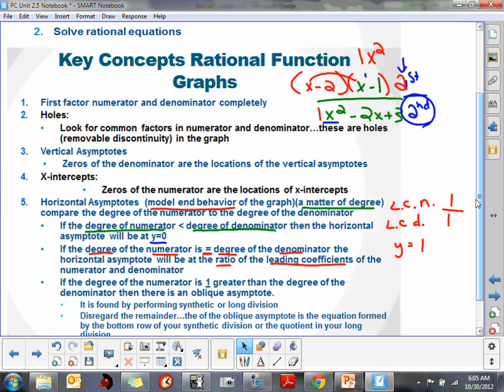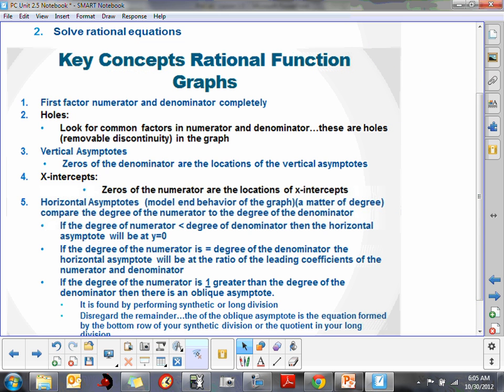So what we'll do is we'll look at the degrees. If they're tied, make a ratio of their leading coefficients. And the last situation is the one that's the most fun, and that is when the degree of the numerator is 1 greater than the degree of the denominator. So this is where the numerator is going to be a larger power than the denominator, and we want it to be greater by 1. If it's greater by 1, it's called an oblique asymptote.